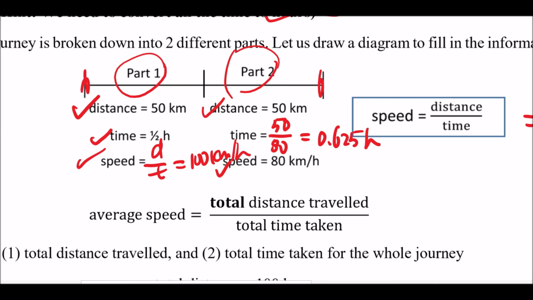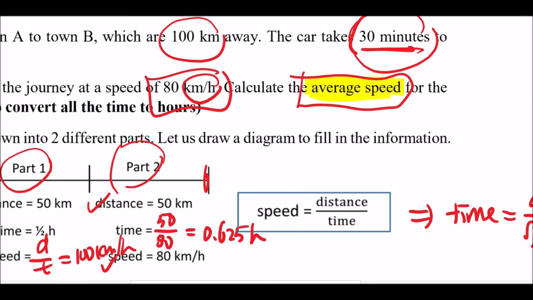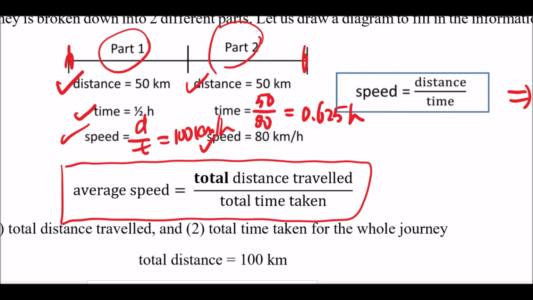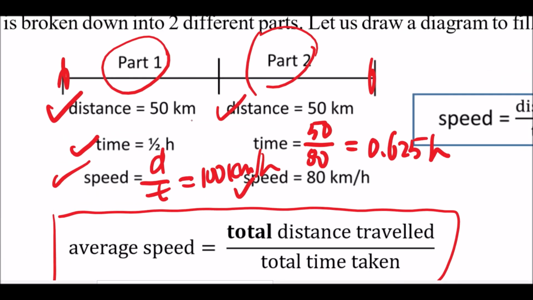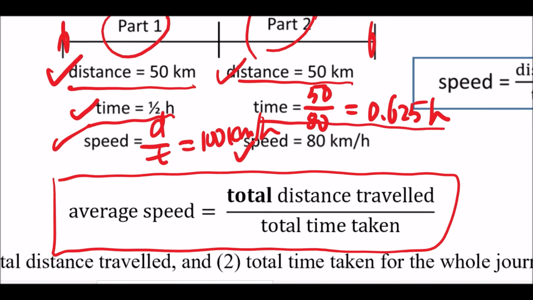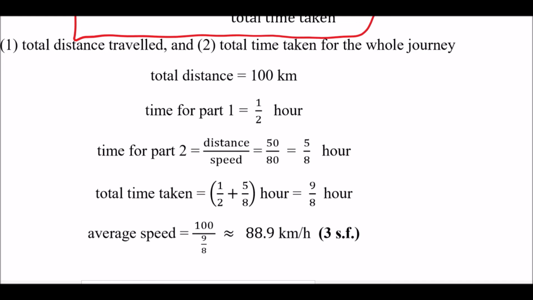Alright, so remember, we are told to calculate the average speed for the whole journey. So let's look at the formula. First thing is to write down the formula. Average speed equals total distance over total time taken. Do we have all the information already in the diagram? Actually, yes. Total distance is nothing but distance of part 1 plus distance of part 2. Total time taken is time taken for part 1 plus time taken for part 2. And there you go. You just need to put in all the numbers and you should get the answer.